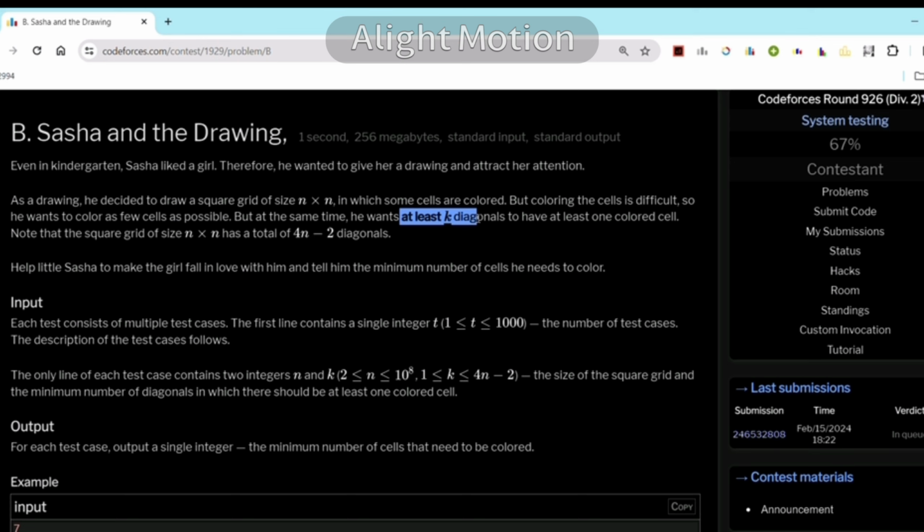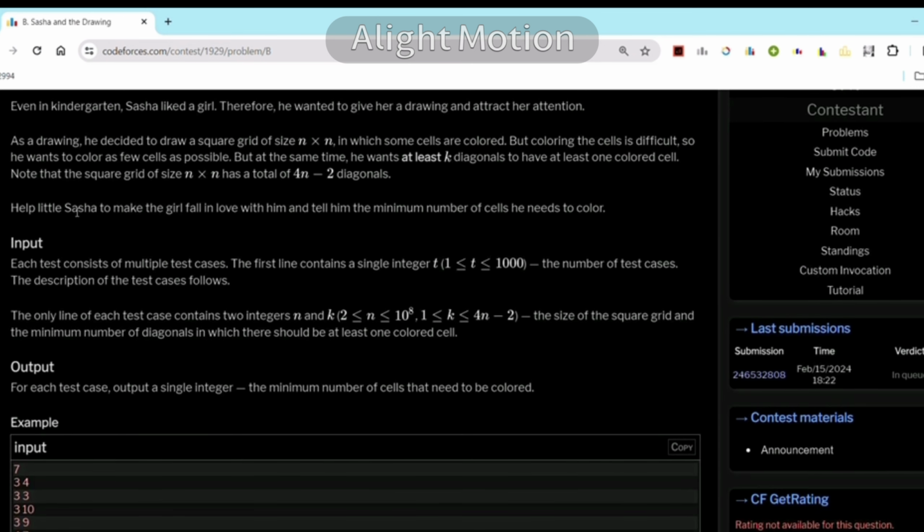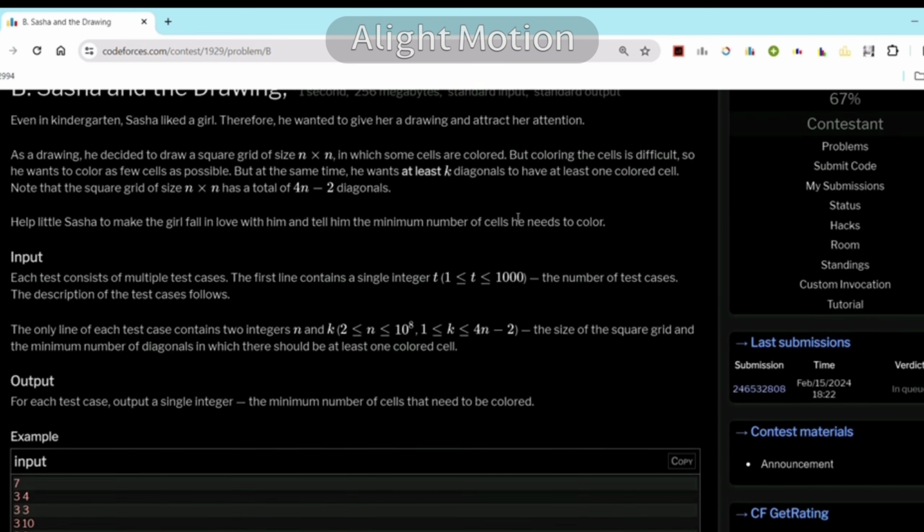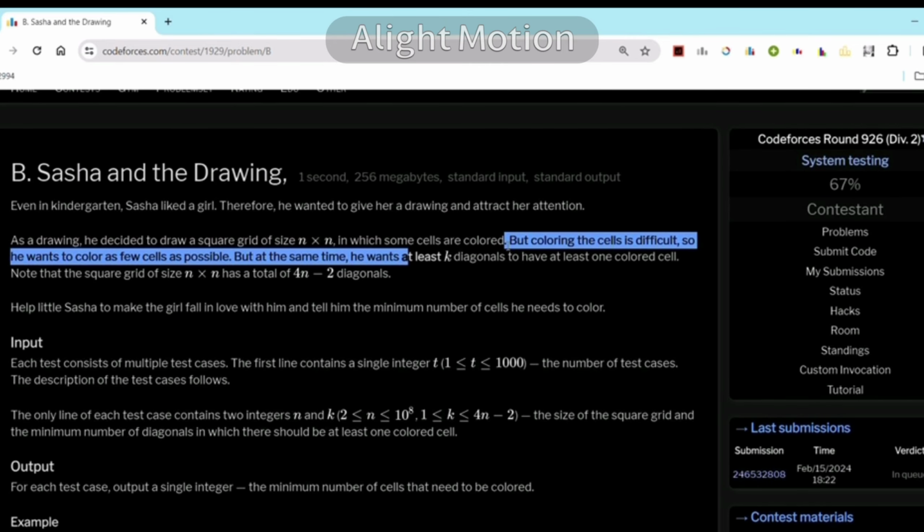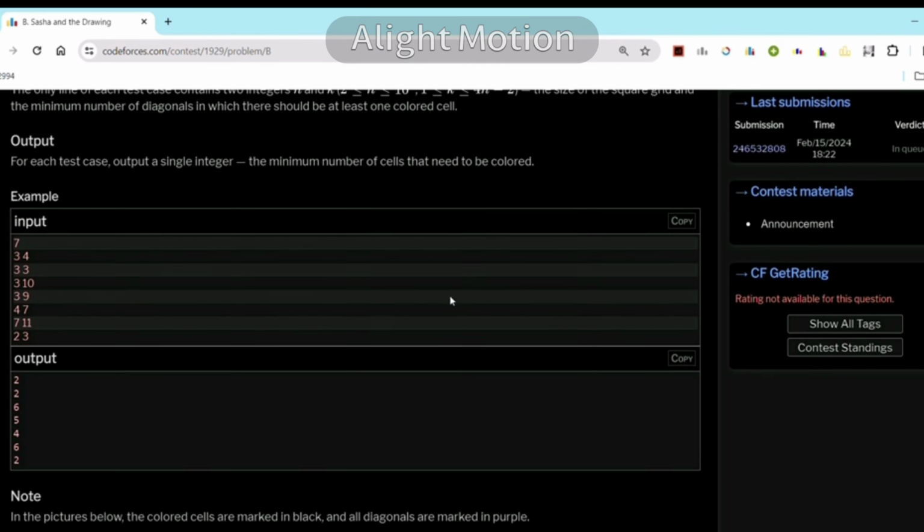Okay, I look at the problem. What is given is an n cross n square grid, and the number of diagonals in that square grid is 4n minus 2. Now the condition is that we need to color at least k diagonals. This is the case, right? And then we need to find the minimum number of cells he needs to color. So he wants the minimum number of boxes colored and at least k diagonals should be colored. So these are two conditions.